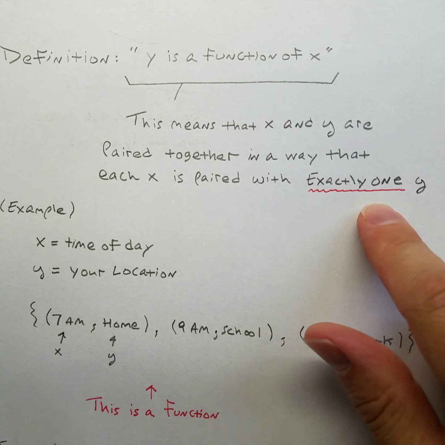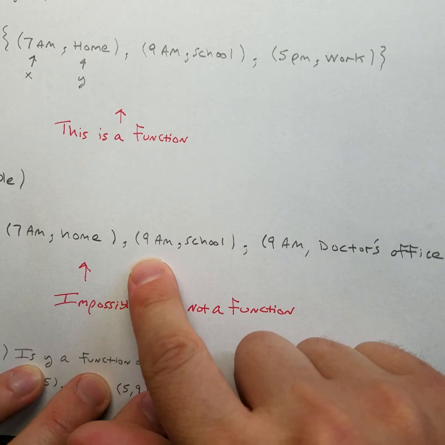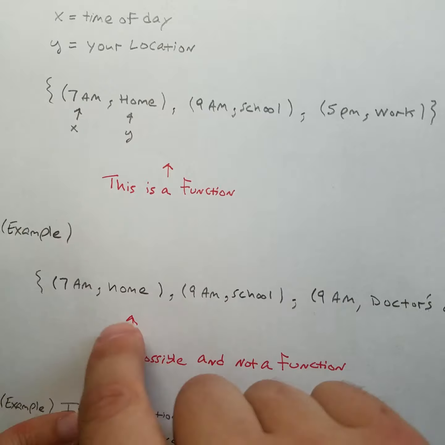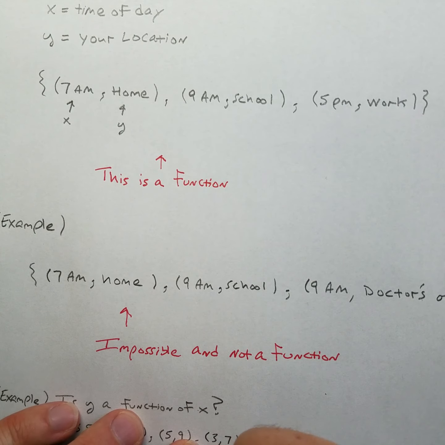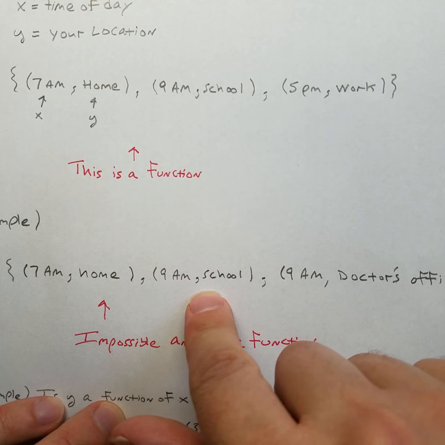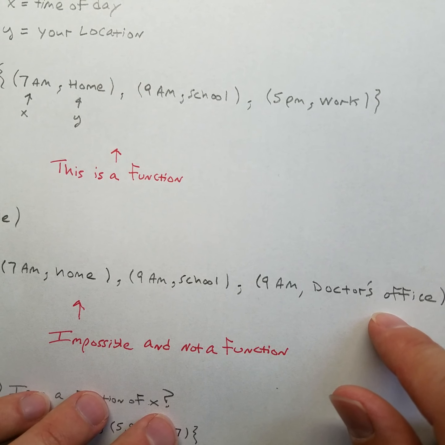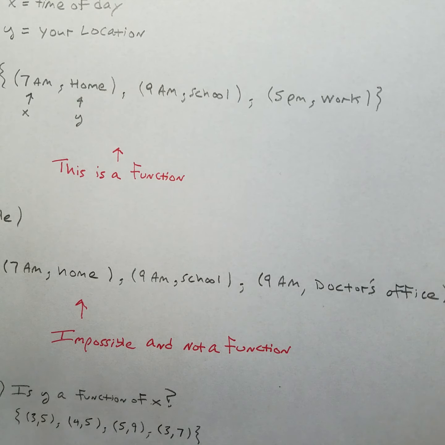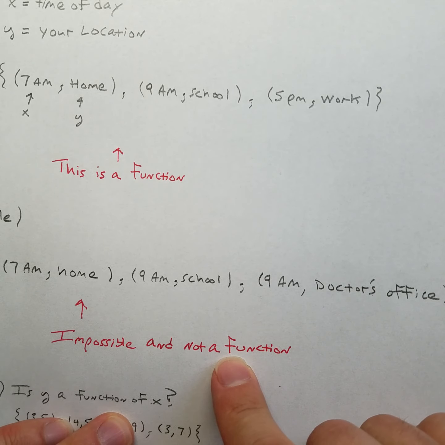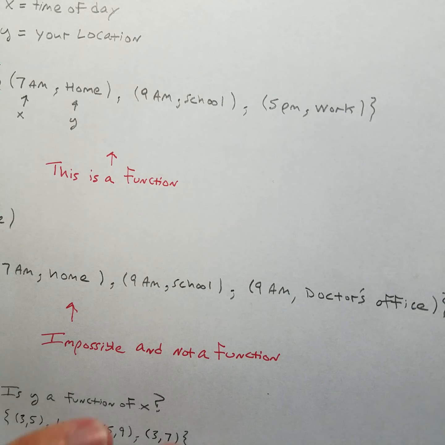But another way you can think about why it has to be like this is, say I paired something like this up. Here I take x to be the time of day and y to be the location, and I say at 7 a.m. you're at home, 9 a.m. you're at school, and then 9 a.m. you're at the doctor's office. Does that even make sense? That's impossible. It's not a function. At 9 a.m. you can't be at school and the doctor's office. At least I don't see how you could be.